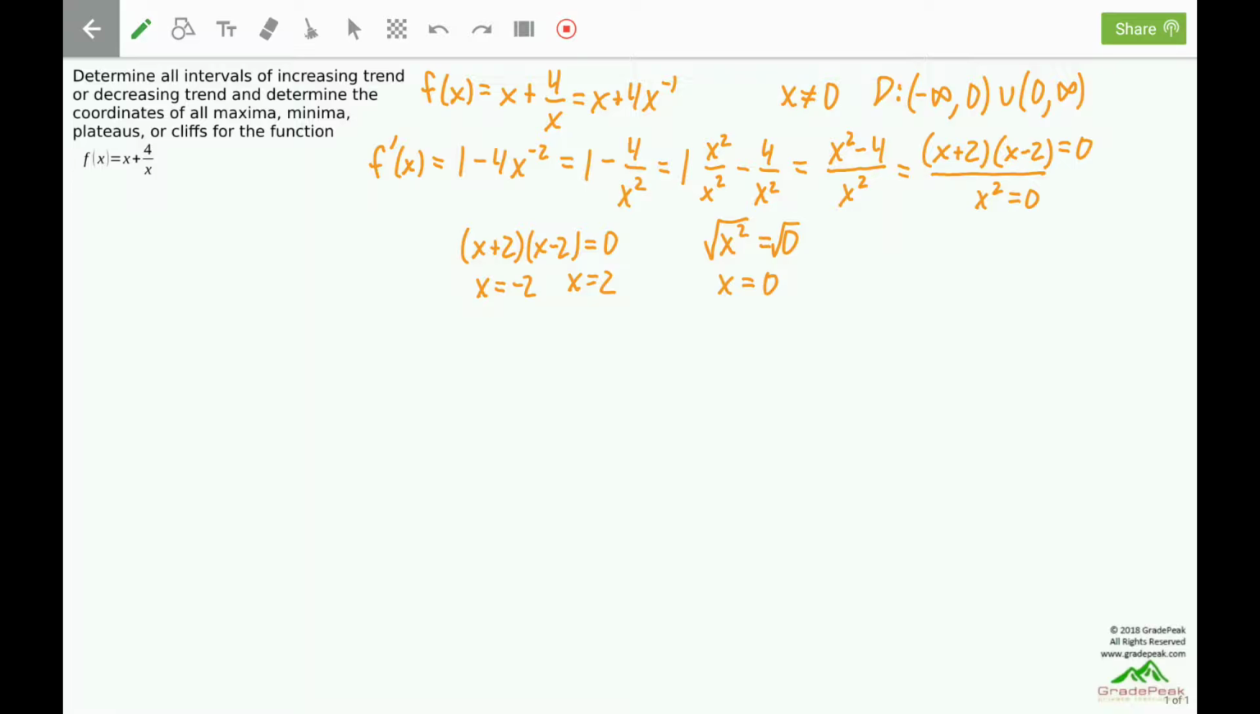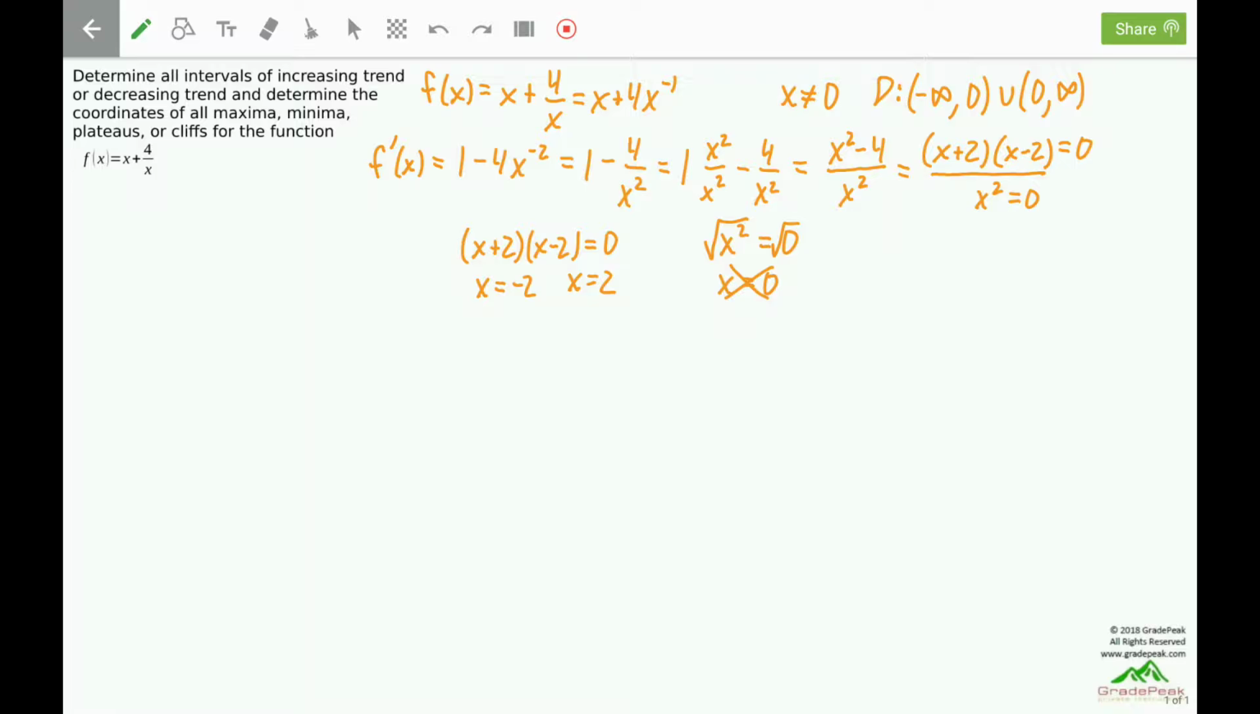We now check to see which of these are in the domain. The domain is all real numbers except for 0. X equals negative 2 is real, and it's not 0. X equals 2 is real, it's not a 0. But the x equals 0 is not in the domain, and we have to cross it out. So we have two critical numbers, x equals negative 2 and x equals positive 2.